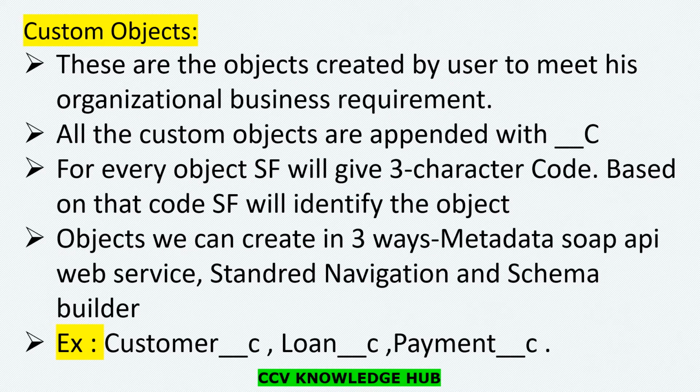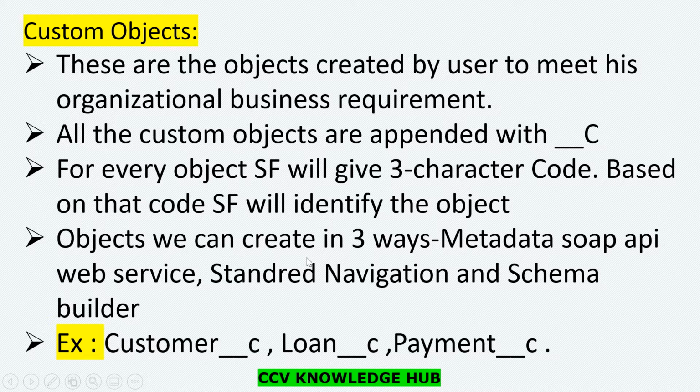Next, the second one is custom objects. These are objects created by the user as per the business requirement. All the custom objects are appended with underscore c. This is very important. This is how we differentiate standard objects and custom objects. While writing Apex code also, we will use underscore c. For every object, Salesforce will give a 3-character code. Based on that code only, Salesforce will identify the objects.